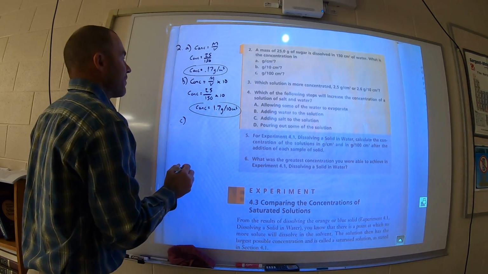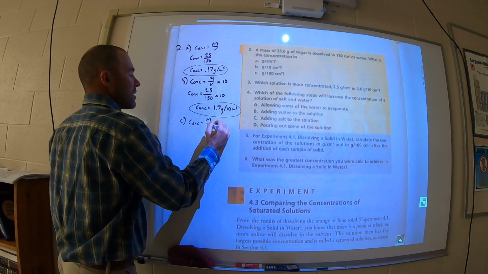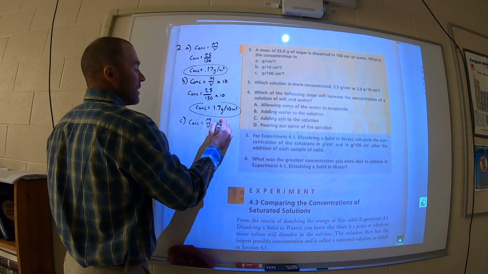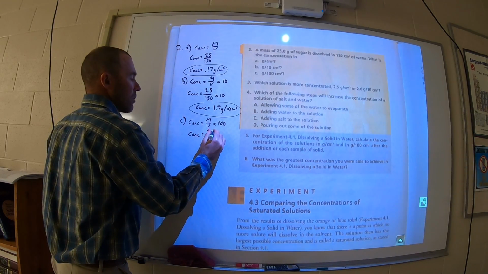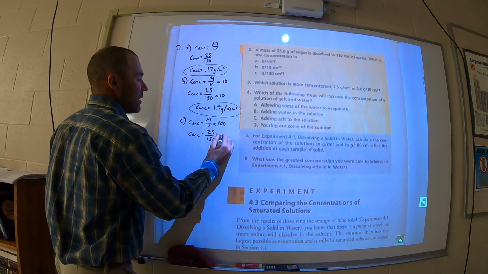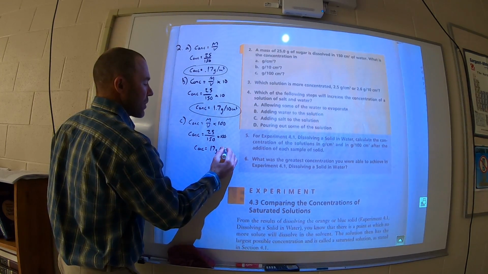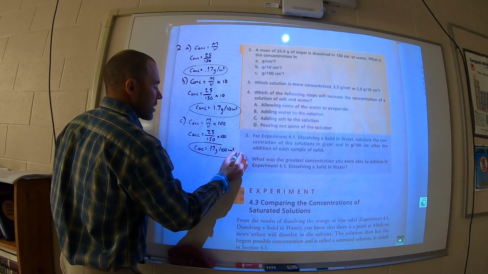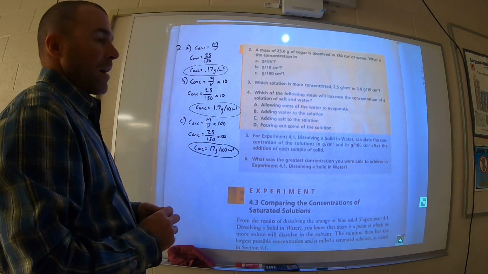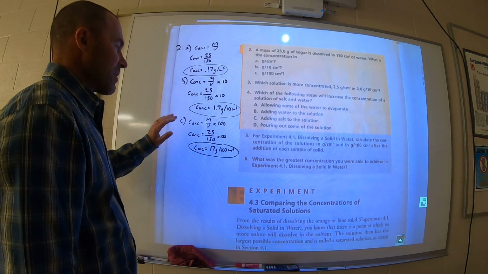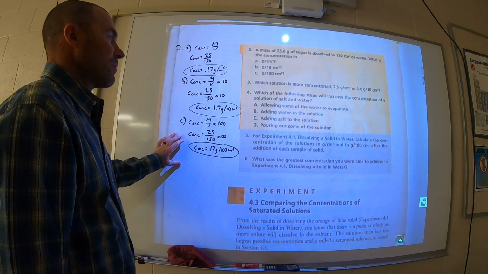Letter C, they want to know grams per 100. So to find concentration in grams per 100, we're going to say mass divided by volume times 100 is going to give us grams per 100. So concentration is equal to 25 divided by 150 times 100, which is 17 grams per 100 cubic centimeters. This is going to be our standard unit for both concentration and solubility. We'll deal with solubility probably tomorrow, but all that solubility is the maximum concentration, the maximum amount of substance you can dissolve in a liquid.